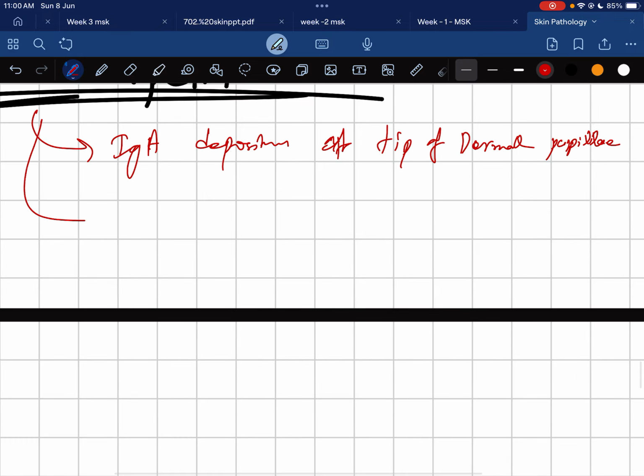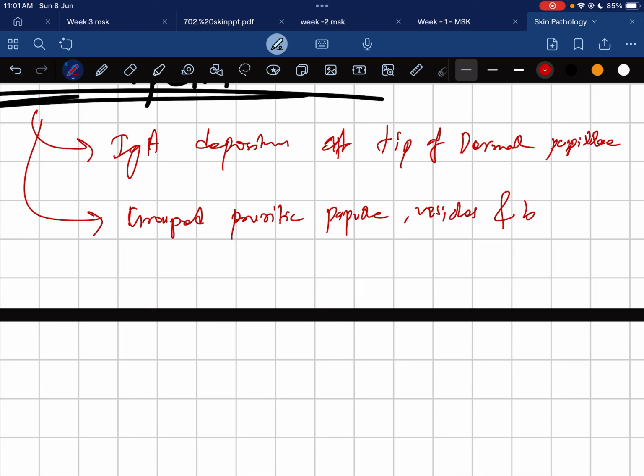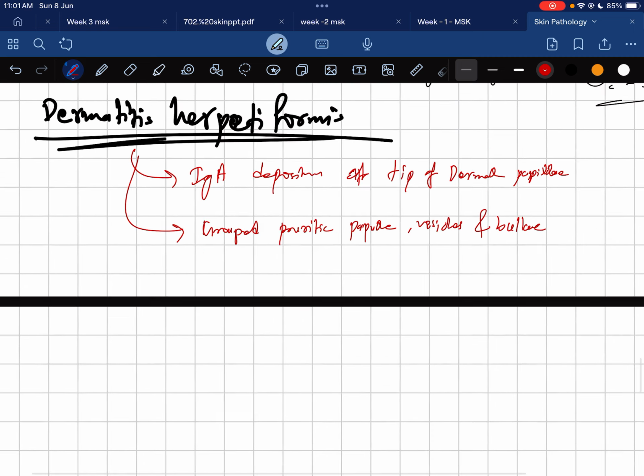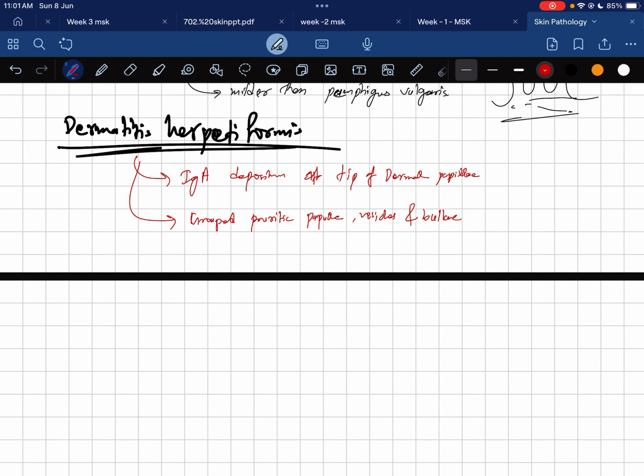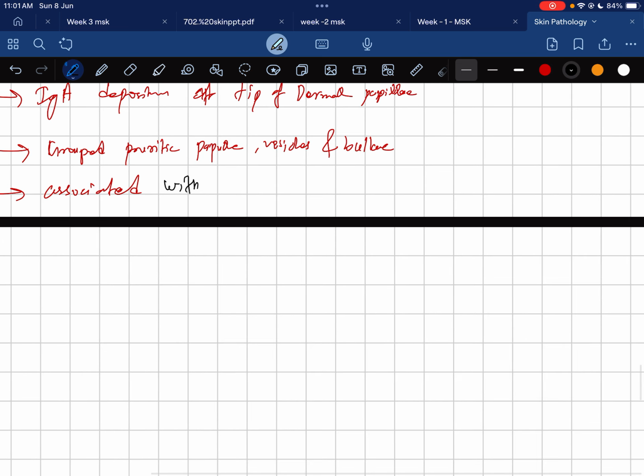In the presentation there are grouped pruritic papules, vesicles and bullae. When you look at the association, there is a strong association with celiac disease.